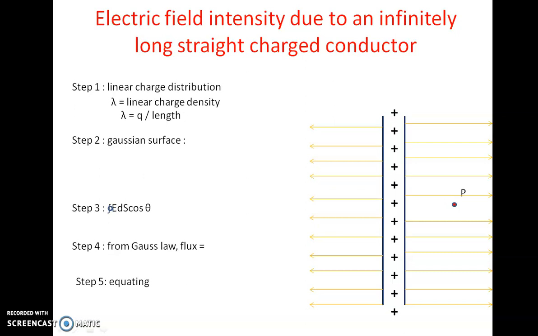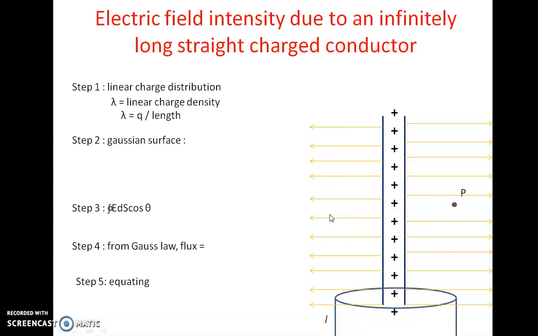Now what about step 2? Step 2 is we have to imagine a Gaussian surface. Now how will you choose your Gaussian surface? Let's assume that we have a sphere as our Gaussian surface. Can we use sphere as our Gaussian surface? At all the points of this sphere, the electric field intensity value is changing. Then cos theta value will also change. So we cannot use this sphere because it is not symmetric for this straight conductor.